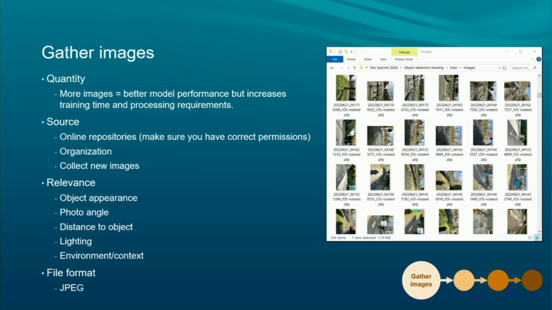Other factors that you'll want to consider are photo angle. So unless you're always going to be taking photos at a specific angle, like plan view, you're going to want to have a variety of angles. This is true for distance from the object as well. And then you'll want to consider lighting and environment or context. So for example, is the manhole surrounded by concrete or vegetation? And then finally, the class that we'll be using to train the models later is going to require the image to be in JPEG format.